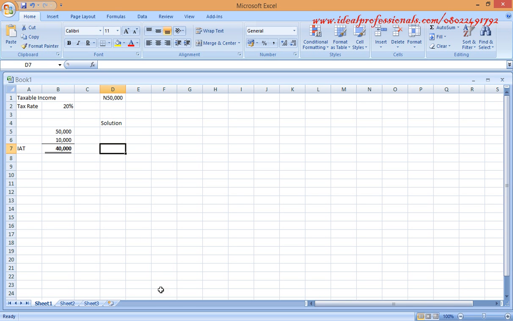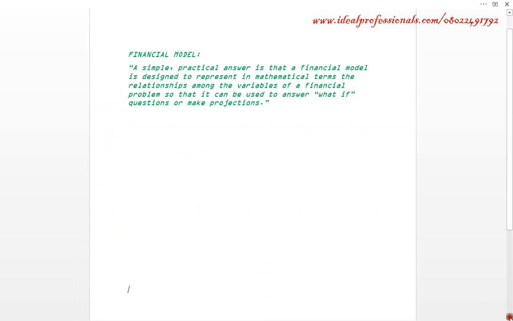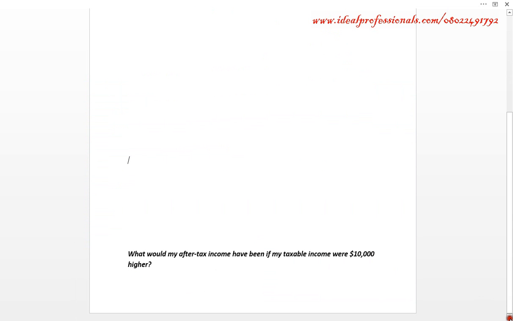now let's look at a what if question. What would my after-tax income have been if my taxable income were 10,000 naira higher? You will have to go back to start doing your calculation again by hand.